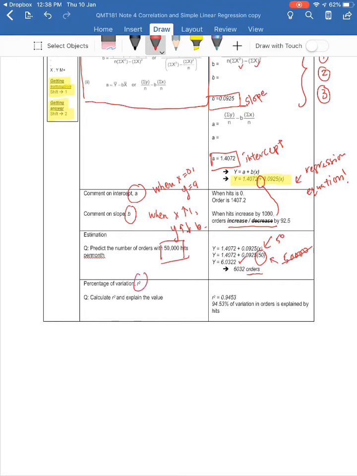Okay, another one is R squared. Yang ini penting kena tahu nama dia. Ini adalah coefficient of determination. Ini ramai yang tak tahu nama lah. R squared adalah coefficient of determination. So R kuasa 2 and comment dia adalah 94.53% of variation in Y is explained by X. Ni tak boleh terbalik.